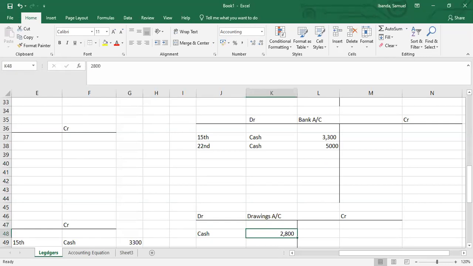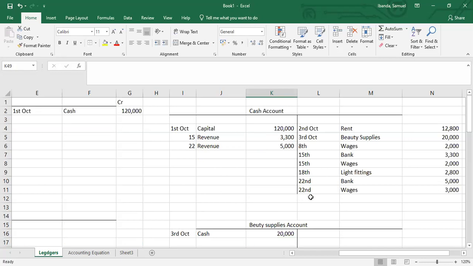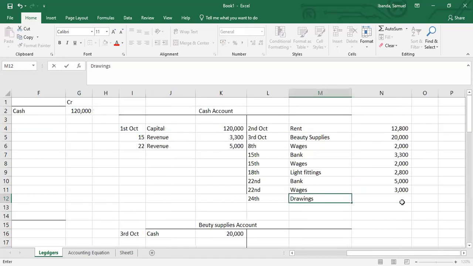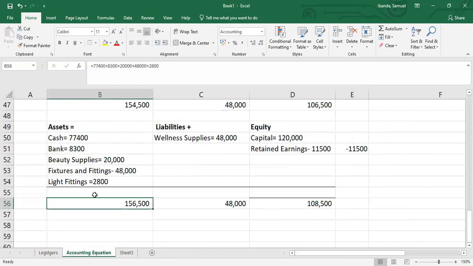here we debit it. This is 24th. So 24th, we shall debit with our cash. How much? 6,000. Then when I come here, this is which day? 24th. Drawings. How much? 6,000. I've effected it there.